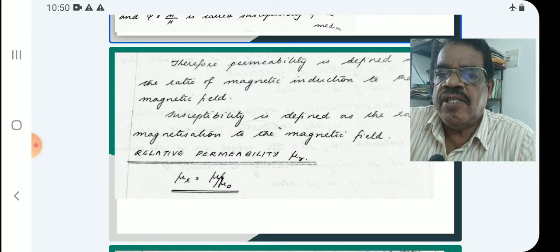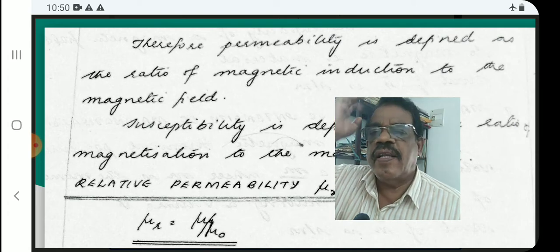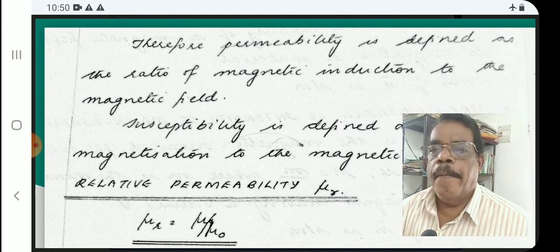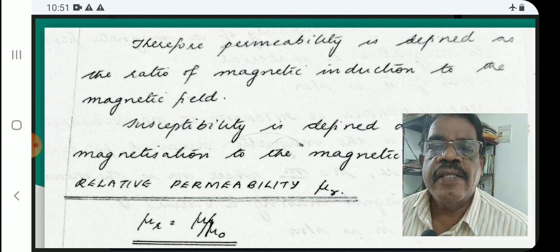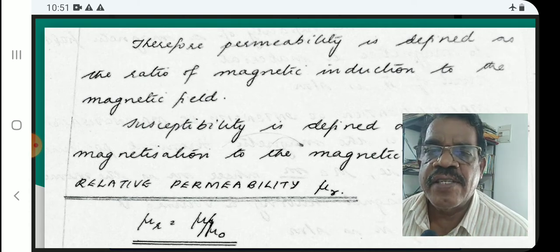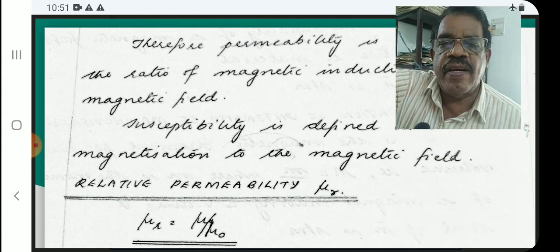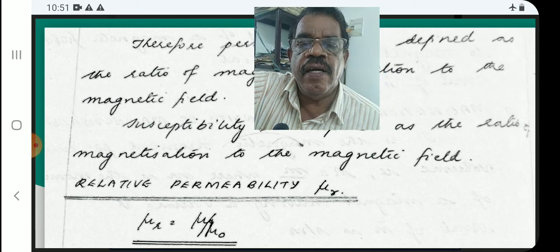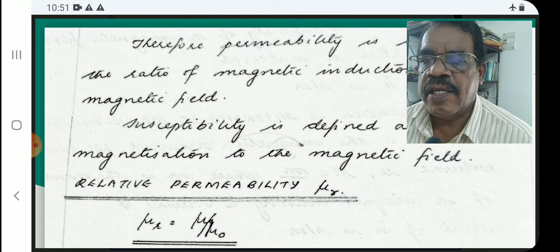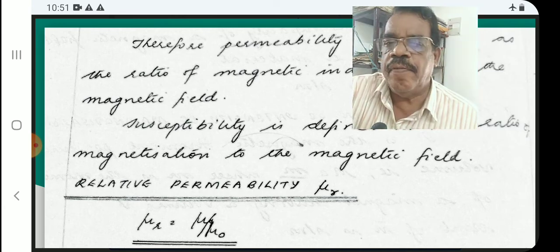So definitions we can see. Magnetic permeability is defined as the ratio of magnetic induction to the magnetic field, or the ratio of flux density to the magnetic field, the magnetizing field. Susceptibility is defined as the ratio of magnetization to the magnetic field.